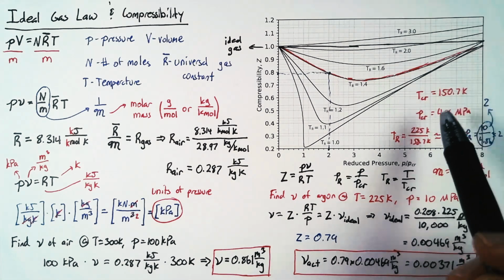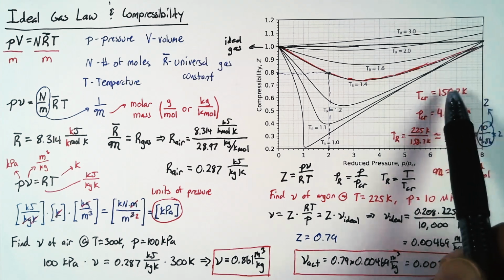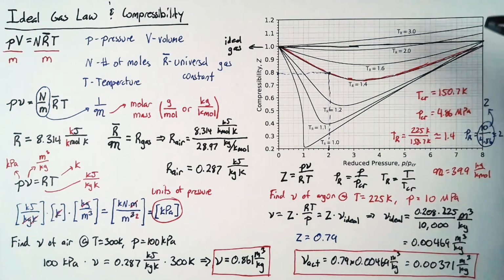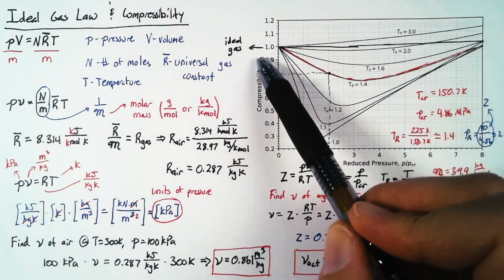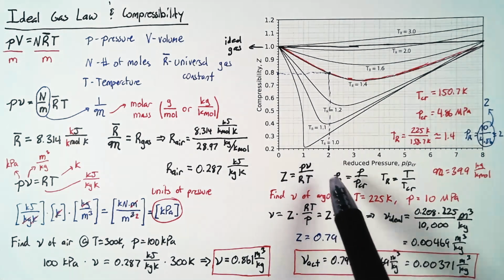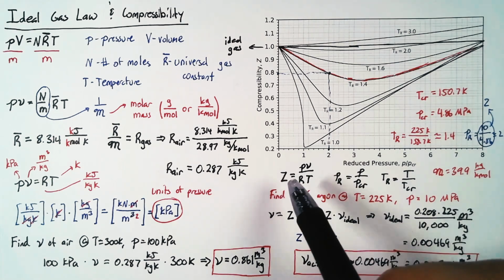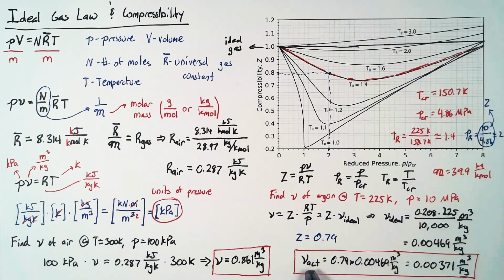In order to do so, we need to find the reduced temperature and pressure, which we get from the critical temperature and critical pressure of the gas, and then use those two values in order to calculate this compressibility Z. And that Z is equal to the ratio of PV over RT. Once we have Z, we can use that as a multiplier in our ideal gas law and get a good estimate of what our specific volume or whatever other property is.